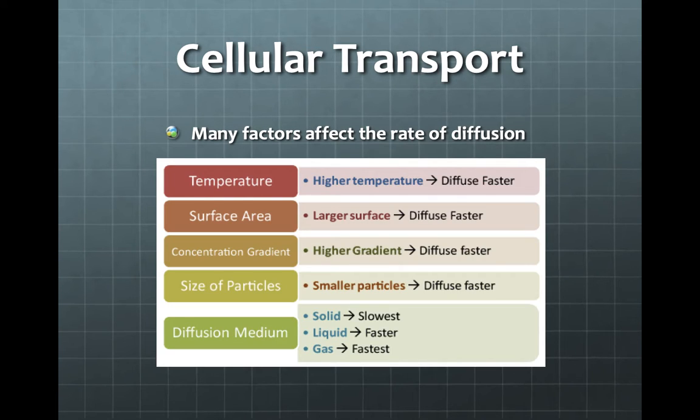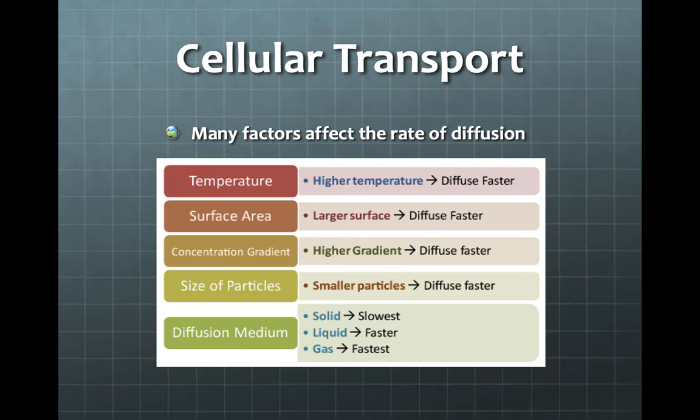So many factors affect the rate of diffusion. We have temperature. Higher temperature diffuses faster. Surface area, a larger surface diffuses faster. Concentration gradient, a high gradient diffuses faster. Smaller particles will diffuse faster. And then, of course, in gas, molecules are moving the fastest, so therefore it's going to diffuse faster.